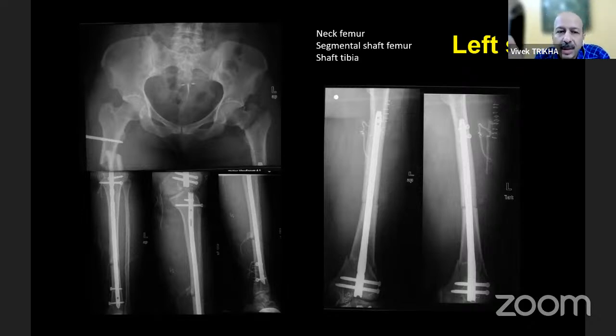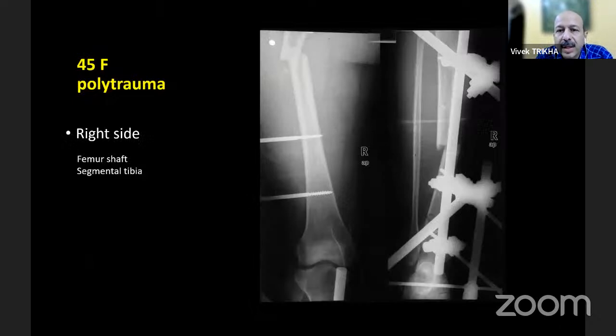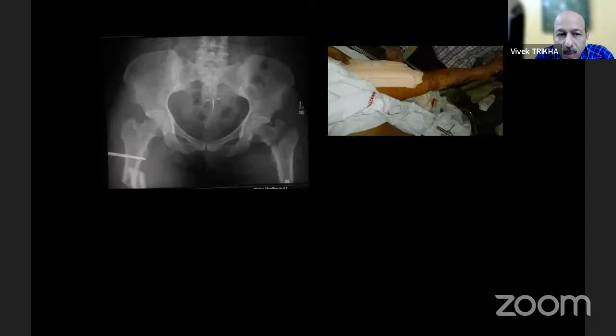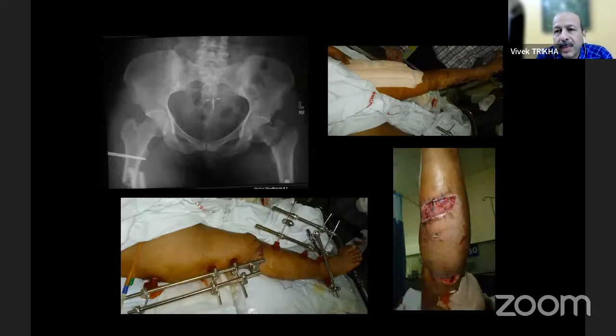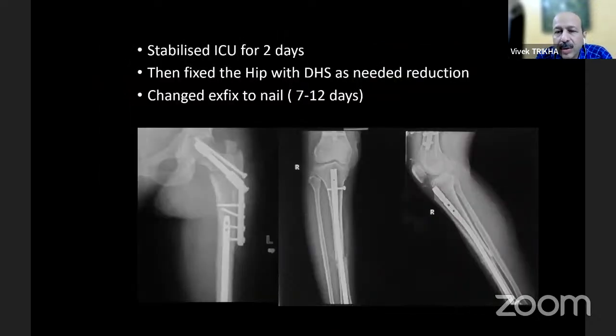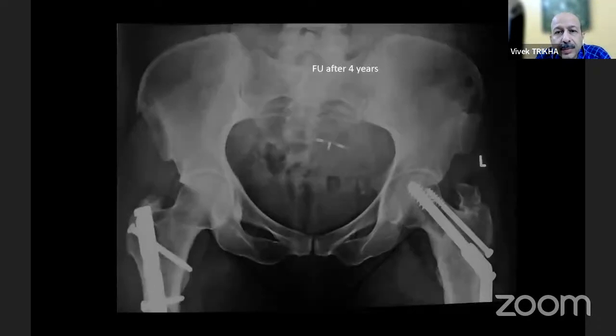One side we nailed the segmental part of the femur and the tibia, and the right side we did with the fixator. The right side, as you see, with a segmental tibia and the femur, was put on a fixator. Once we were able to stabilize, you can see this is how the clinical condition of that patient was. Once the patient went into ICU and stabilized, we reduced the neck femur fracture on the side of the segmental femur and changed the X-fix of the right side to nails like this.